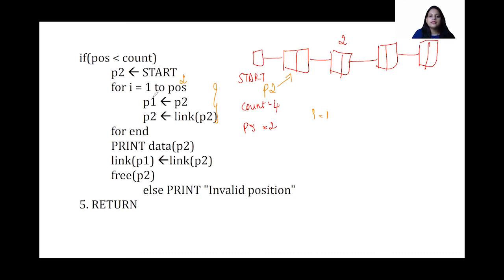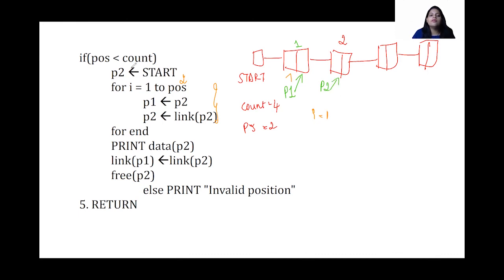Initially when i is equal to 1, I'm going to say P1 is equal to P2. Since P2 is pointing over here, the P1 is also going to point at the same node, that is my first node. The next step is P2 is going to be the link of P2. That is, I'm going to remove my P2 from here and move it to the link of that particular node. The link of this node is nothing but this node, so P2 is pointing over here.